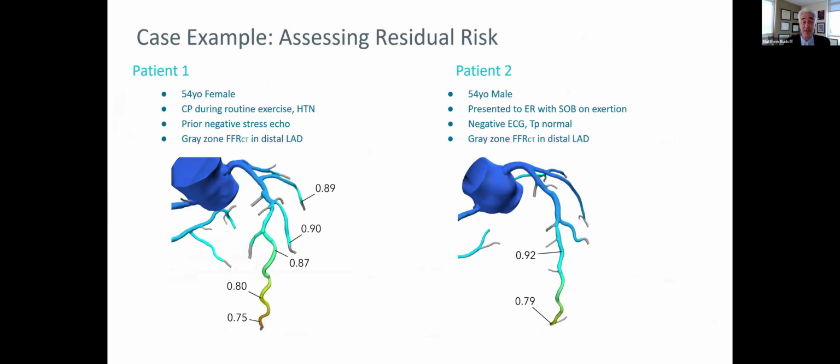So let me show you two patients, both 54 years old, actually a woman on the left and a male on the right, but both of them had symptoms. They both had negative functional tests, and they both underwent CT with FFR, and both had what we would call a gray zone between 0.75 and 0.79 or 0.80 measurements on FFR-CT. So both of them had mild abnormalities of perfusion at the distal tip of the LAD.